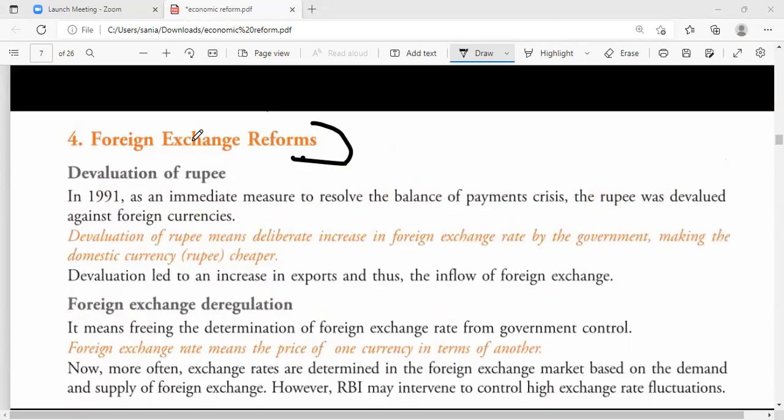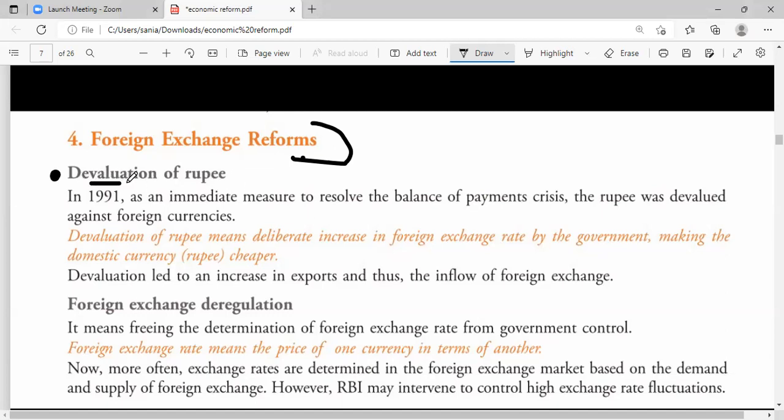So we have to start from here. Foreign exchange reform. So let's just start with this. First thing is that, ma'am, for foreign exchange reform. In foreign exchange reform, what were the first things? The first thing was devaluation of rupee. So ma'am, what is devaluation?